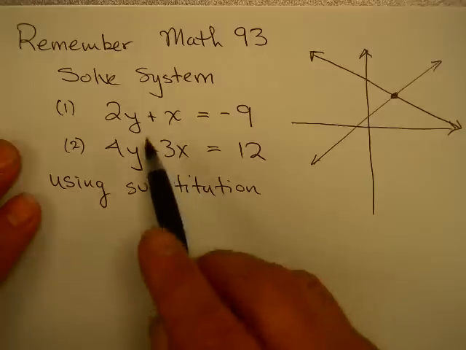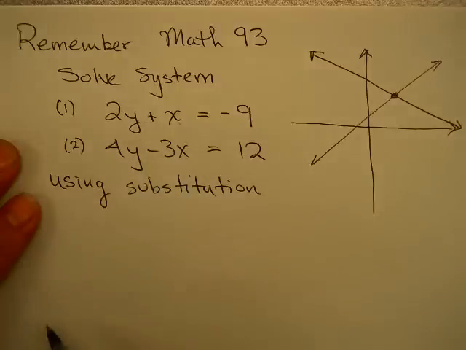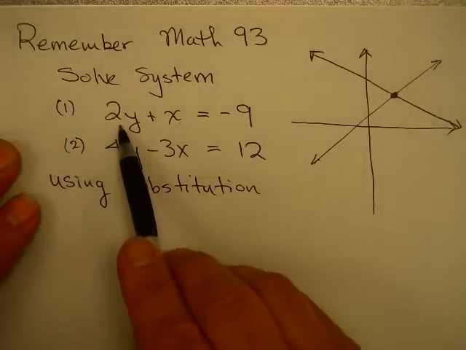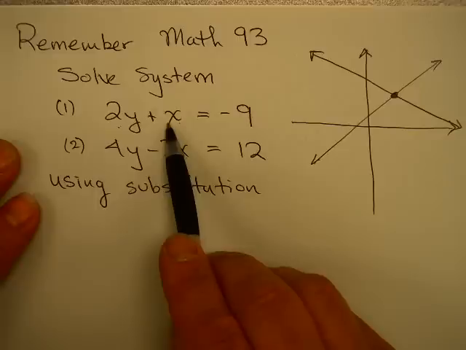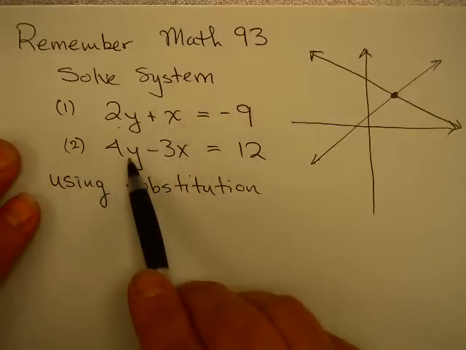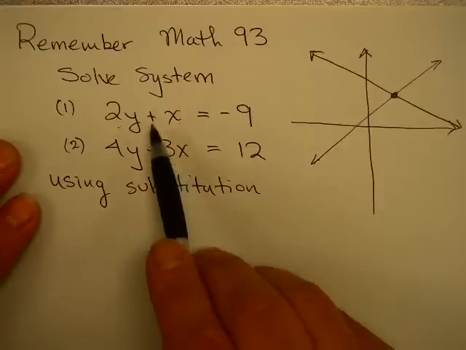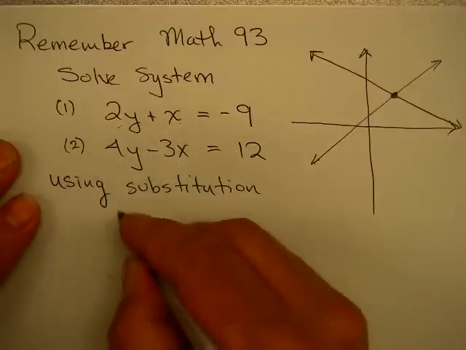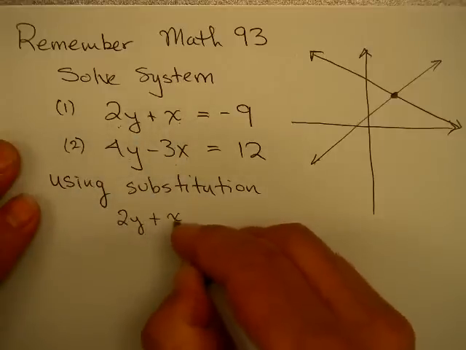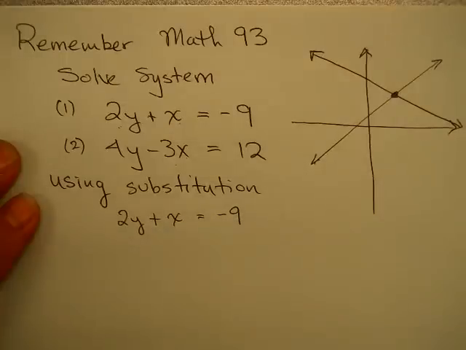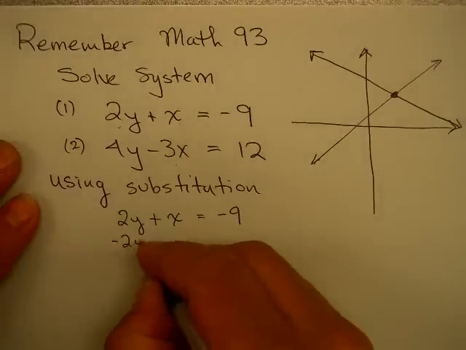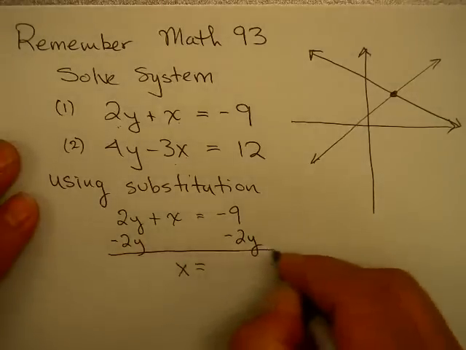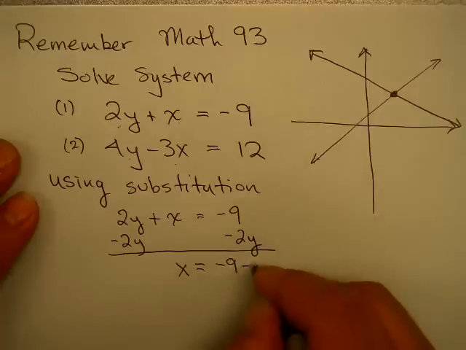With substitution, you take one of the equations and solve for one of the variables. That means I could take equation number 1 and solve for y or for x, or equation number 2 and solve for y or for x. Now since the coefficient, the number in front of x is 1 in equation 1, I'm going to use equation 1 and solve for x. So how do we do that? I'm going to subtract 2y from each side. So I get x equals minus 9 minus 2y.